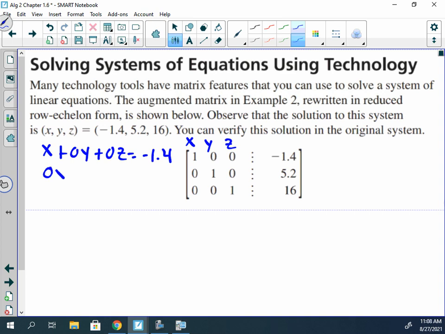Well, the next one is 0x plus y plus 0z equals 5.2, and the last one, 0x plus 0y plus z is equal to 16. That's also why it's helpful to have it in x, y, z, because it kind of gives us the answer when we solve. Questions on this here?